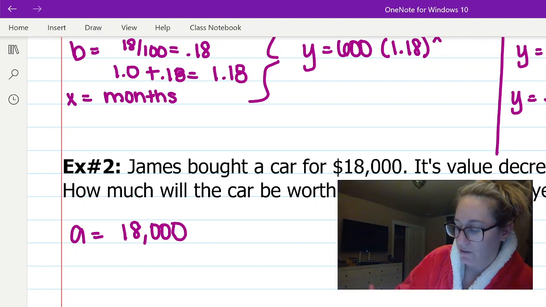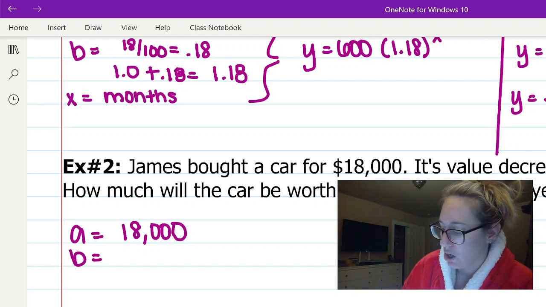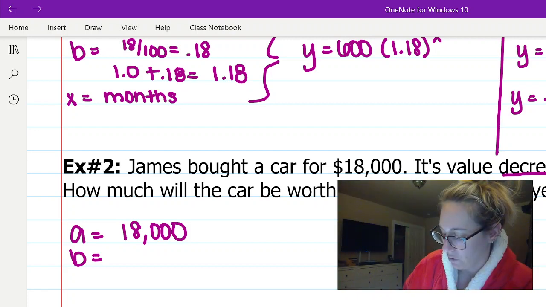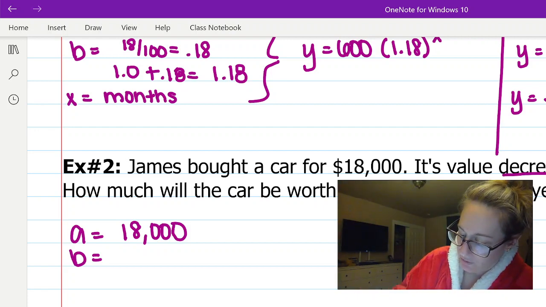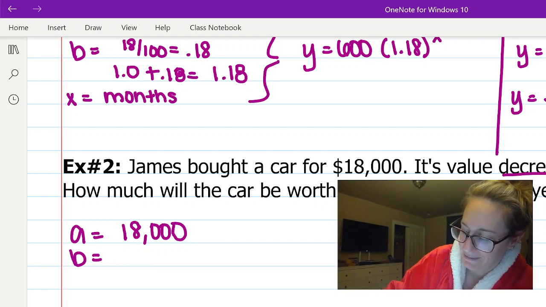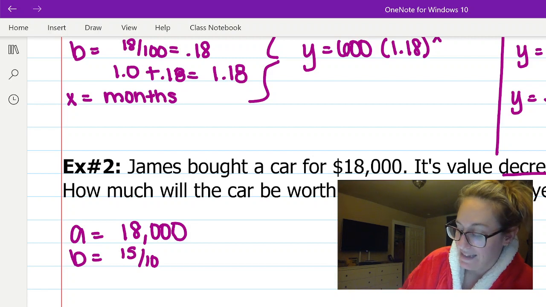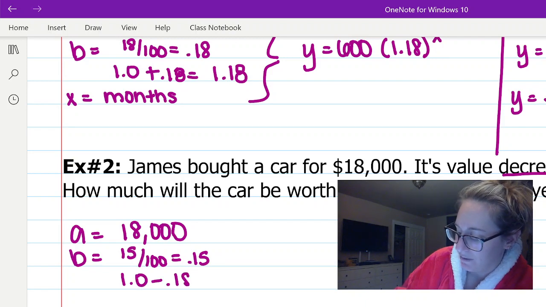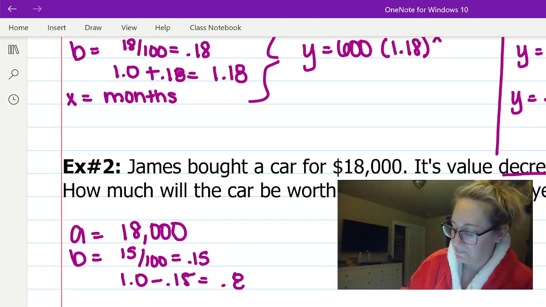Our B value. All right, so this one says we are decreasing by 15%. So first we need to take your 0.15, and, spoiler alert, it's 0.15. So 15 over 100 is 0.15. And then it's a decrease. So we're going to take our 1.0, subtract 0.15, and that's going to give us 0.85. So there's our B value.